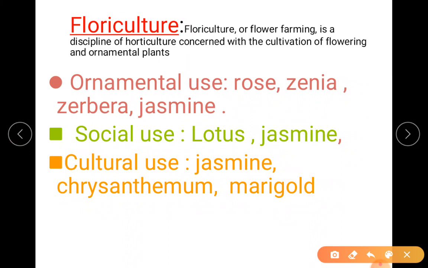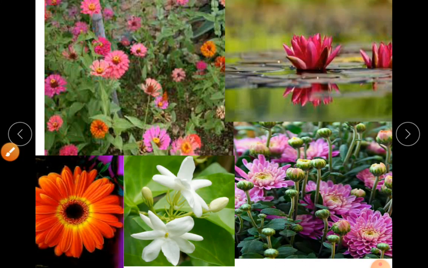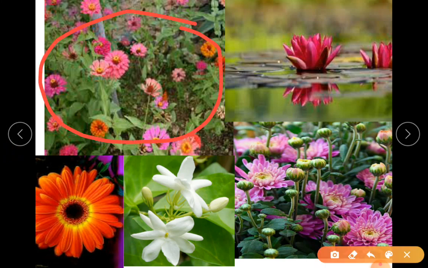and which types of flowers are used. So ornamental, there is your rose, zinnia, gerbera and jasmine. You all know very well during a function, gerbera is the one which you have already seen before. Observe here, this is in the garden. At home, you all grow it in your garden, which we call zinnia. And this is the one.